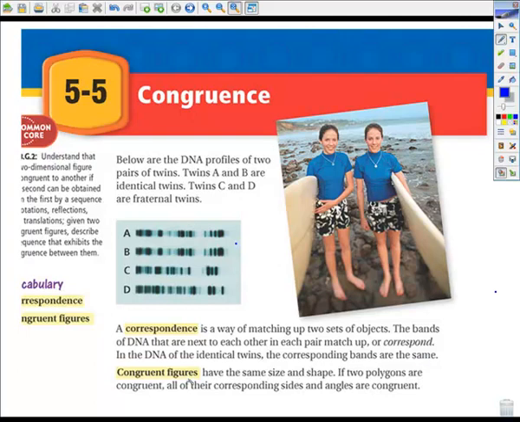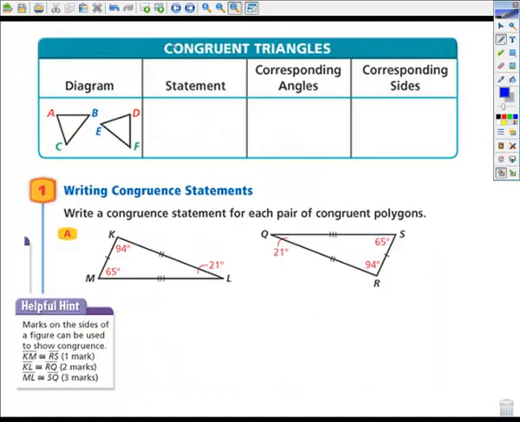Congruent figures have the same exact shape and the same exact size. If two polygons are congruent, all of their corresponding sides and angles are congruent. You have to understand, though, that corresponding in this sense is not the same as corresponding with parallel lines. Corresponding here means they are in the same position on the polygon. So let's go ahead and look at this with some polygons.